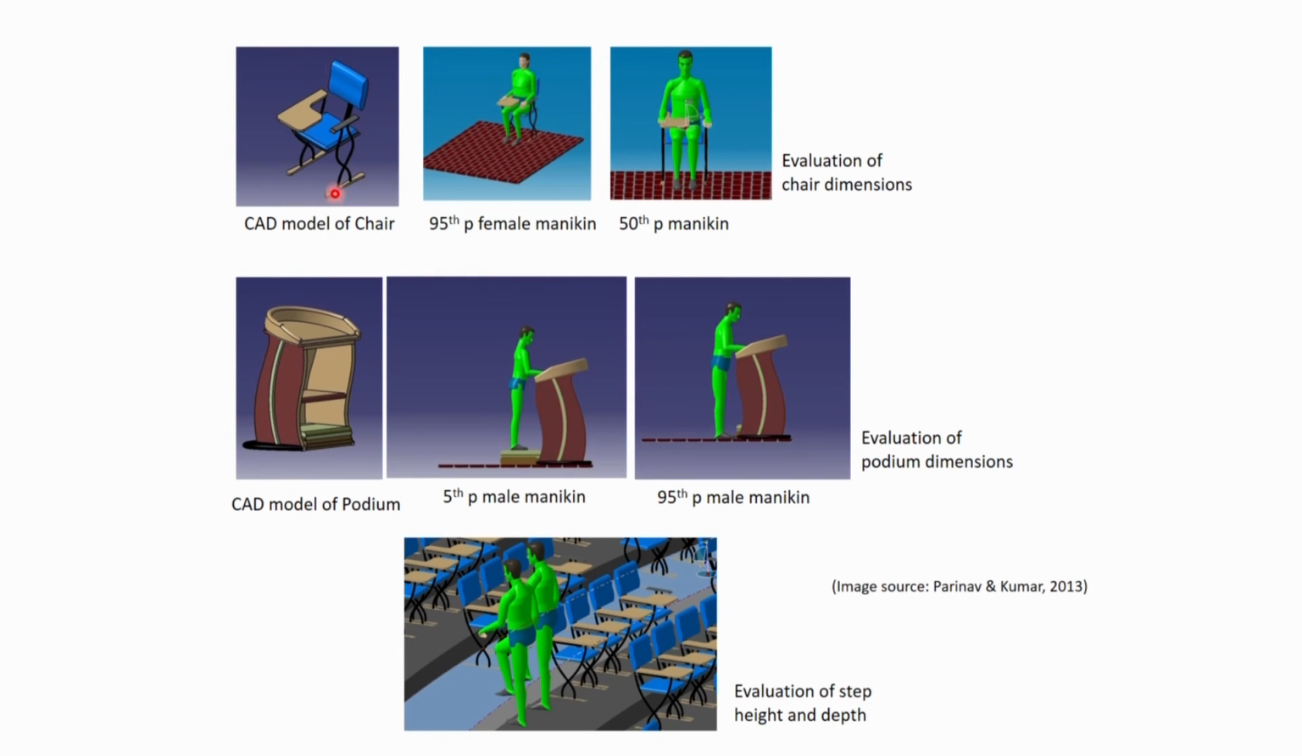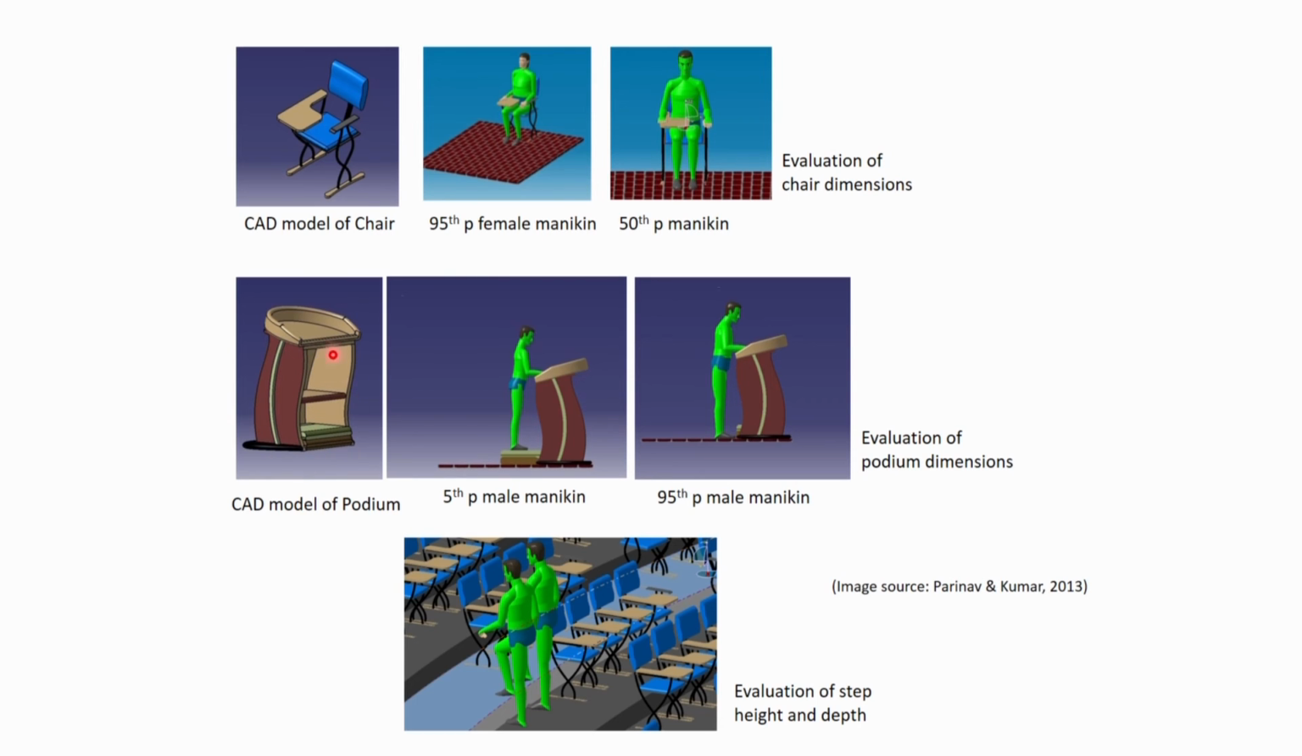Individual components like the chair were designed and various dimensional requirements were evaluated using various percentile human models, like the 95th percentile female model for seat width, then the 50th percentile mannequin for seat height. In this way, using various percentile digital human models as per the required dimensional evaluation, the CAD model of the chair was evaluated and the model was finalized.